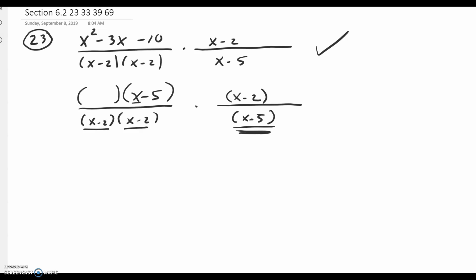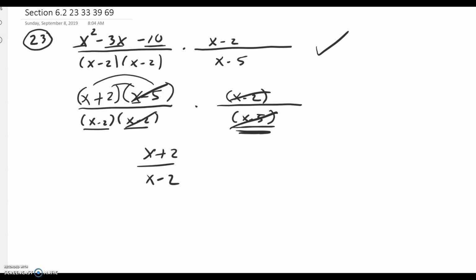If this is an x, then this has to be an x to give me the x squared. If this is a minus 5, then this has to be a plus 2 to give me the minus 10. And 2x minus 5x is minus 3x. So it checked. And so we have these two canceling because they're like binomial factors. We have one of these two canceling this one. It doesn't matter which one. I'm going to do this. And now we have x plus 2 over x minus 2.